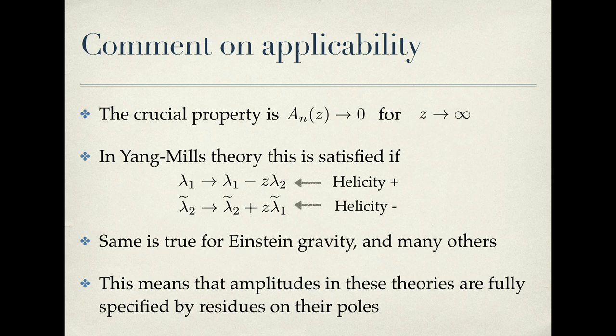You have to be a little bit careful when you do these shifts of lambda 1 and lambda-tilde 2. The helicity of particle 1 must be plus, and the helicity of particle 2 must be minus. If you do it a different way, this wouldn't be satisfied. But if you do it right, that would be satisfied. And the same thing holds for Einstein gravity and many other theories. It's not true for all amplitudes in the standard model. I will comment on it a little bit later.